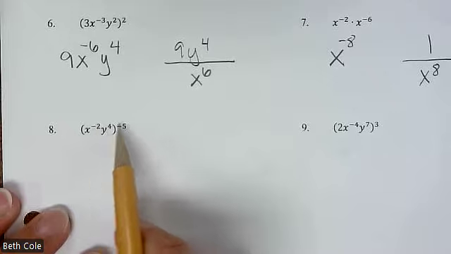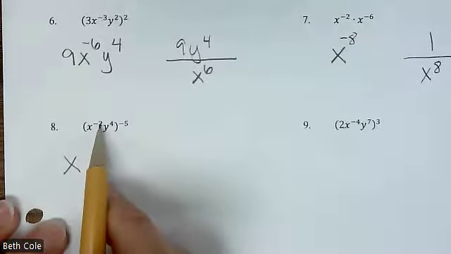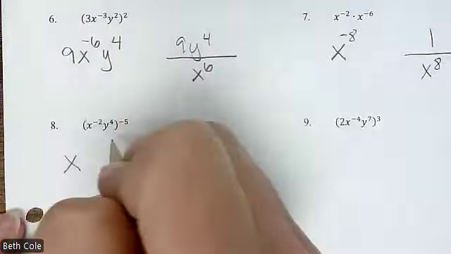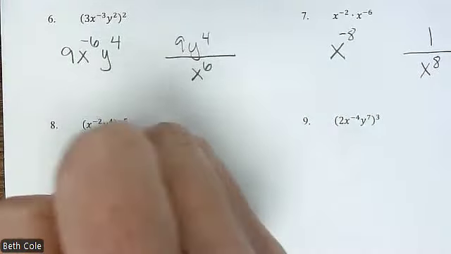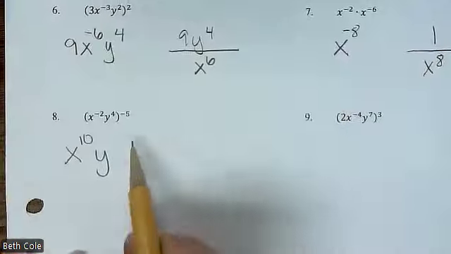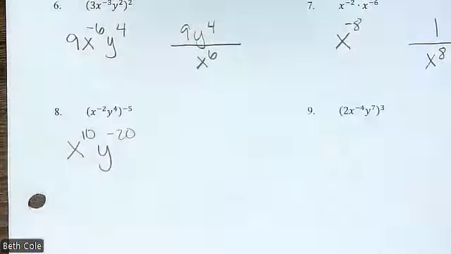Here, a power to a power means you're multiplying. So for the x, you're doing negative 2 times negative 5. Close? 10. Why is it positive? They're both negative. They cancel out. And then for y, what are you going to get? Good. How'd you get negative 20? Because that's correct.